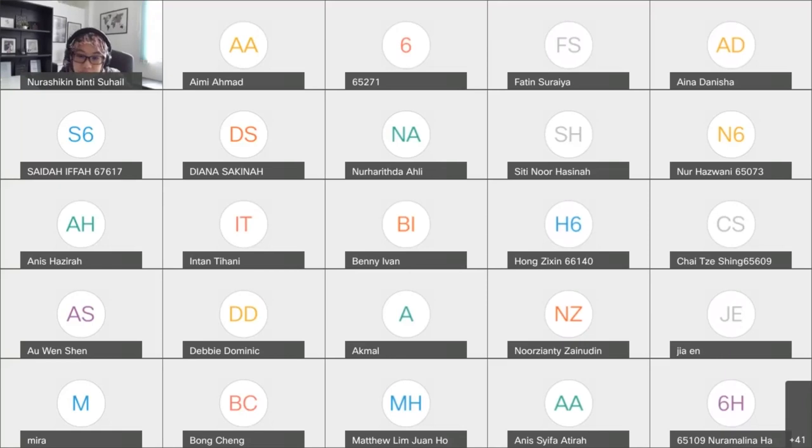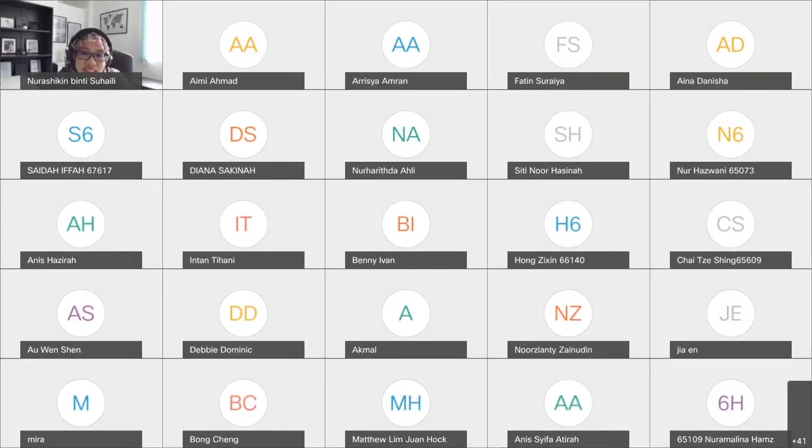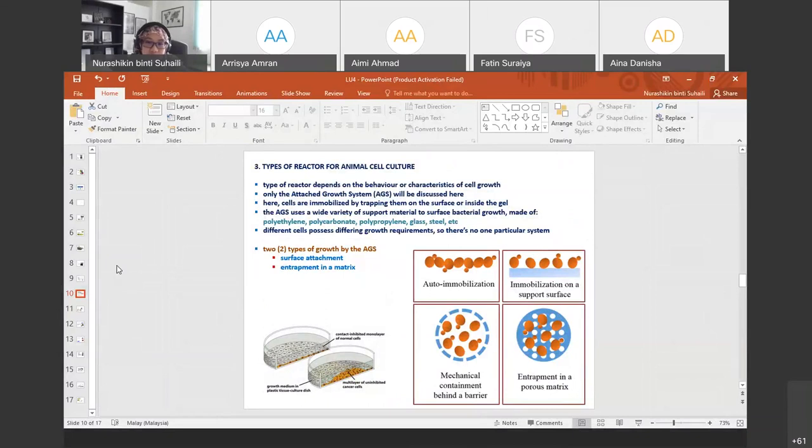Masa di slide 12. I cakap seorang ke tadi? You all tak nampak semua yang share. 12. Oh, kat sini. Slide 12. Is it this slide? Can someone verify with me? Can you guys see the slide just now? Doktor. Tak nampak. Tak nampak kan? Tak, I tak share. Sorry. Sorry, you have to stop me somewhere because I do not know what you guys can see, what you guys can't see. Did you see this slide just now? This slide. Yes. Okay, yes.